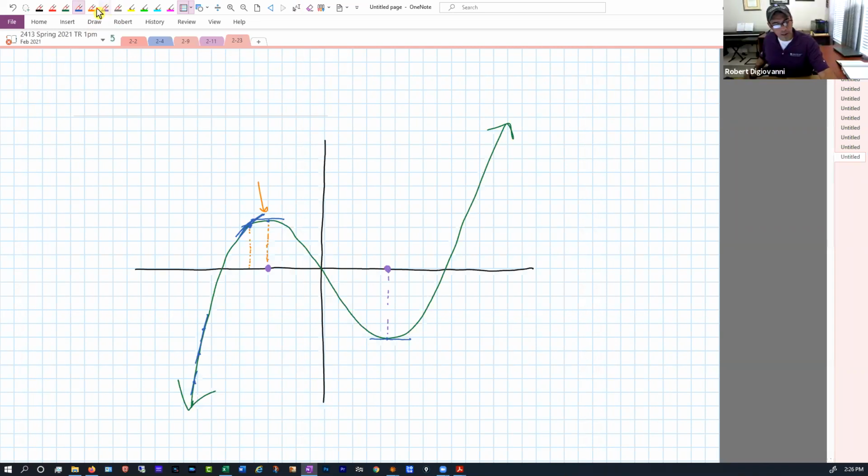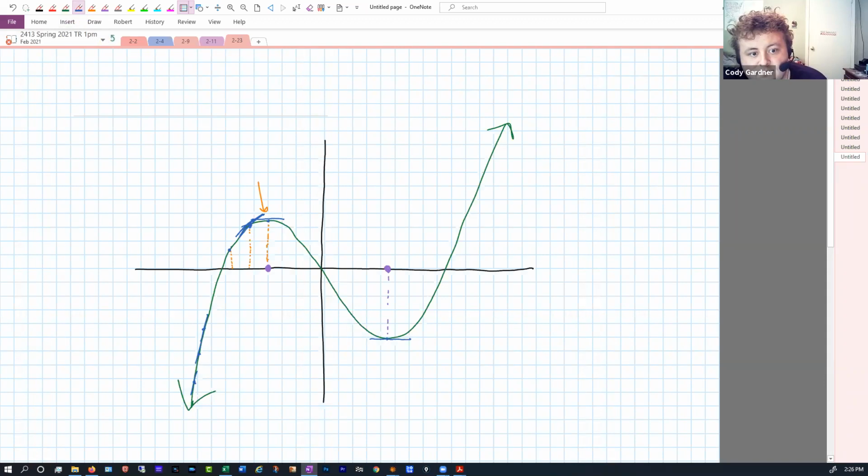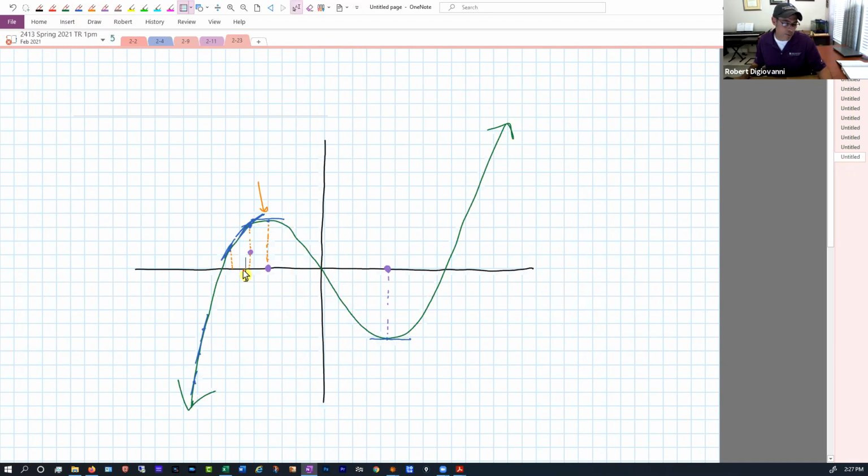Now, Cody, if I went a little bit further to the left, I'm still going to have positive, right? Yes. But is it steeper or less steep? It's steeper. And steeper, everyone, means bigger positive. So what Cody said was that at this point right here, we have a positive slope, so the derivative would have to be a positive number. But if we move a little bit to the left, we're still going to have positive, but it's going to be bigger positive. So my derivative should be further up.